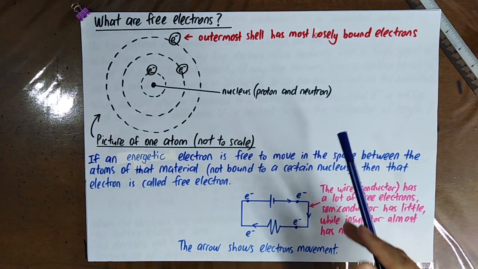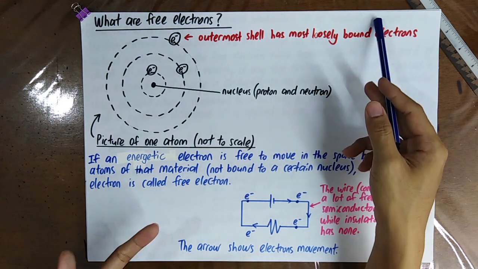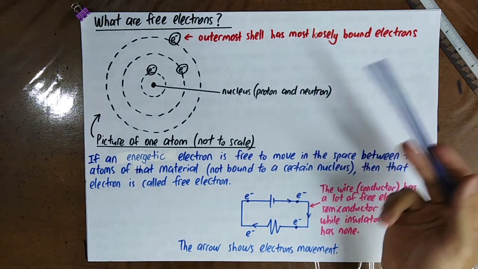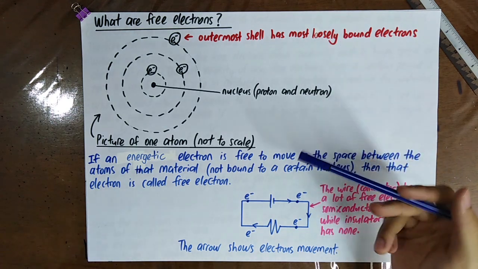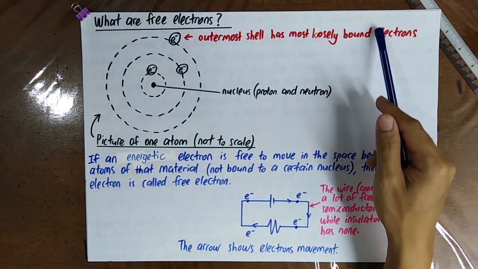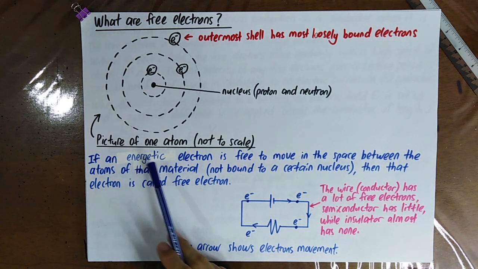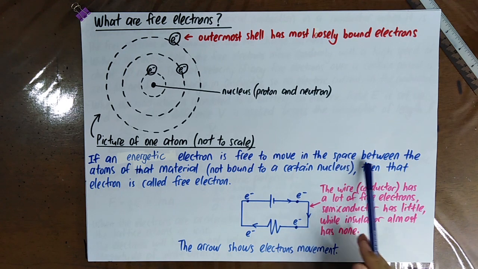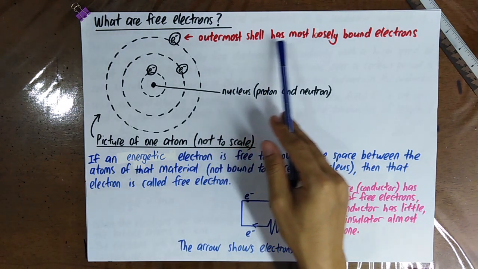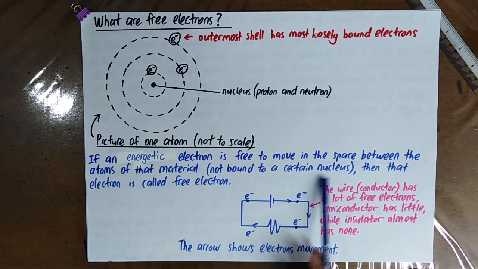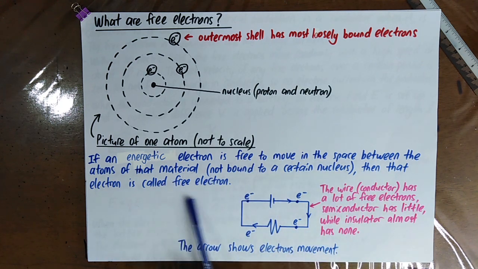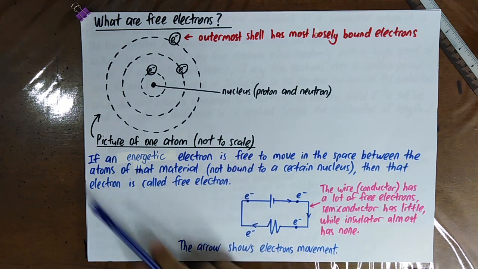That means that if you are able to give them some energy, for example some thermal energy by raising the temperature of the conductor, or maybe you can provide some electrical potential energy, then those bound electrons can get very energetic, and finally they are able to move in the space between the atoms of that material. That means that the bound electrons are now no longer bound. So we call them free electrons because they are free to move everywhere.